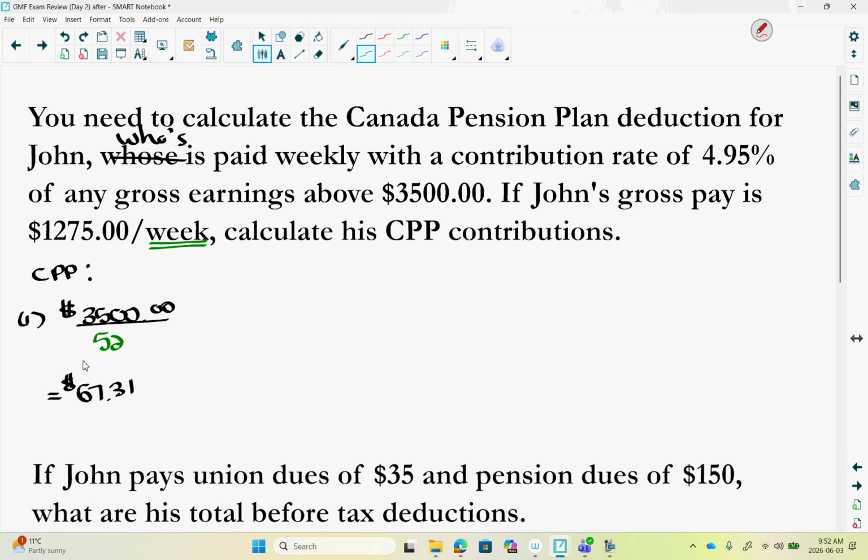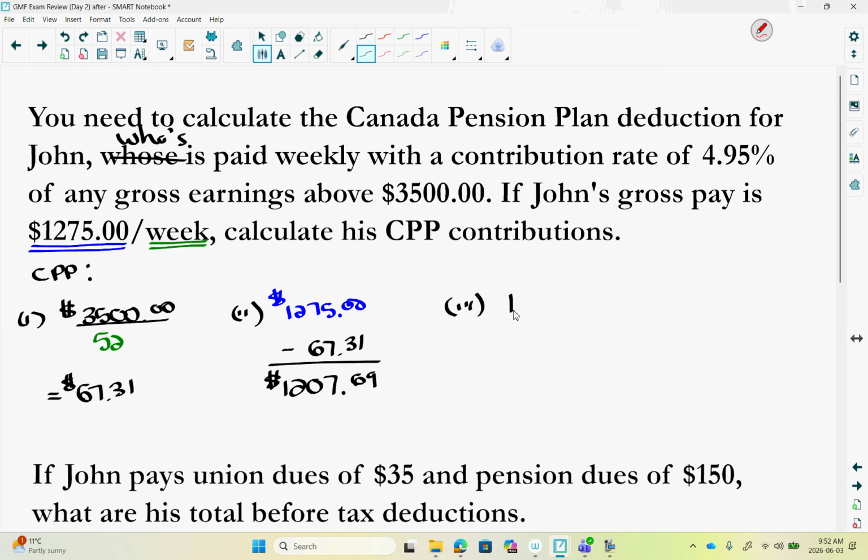$67.31. Step 2. We take their gross earnings, that's this number, $1,275, and we subtract the 67.31, the answer I got in step 1. That gives me $1,207.69.